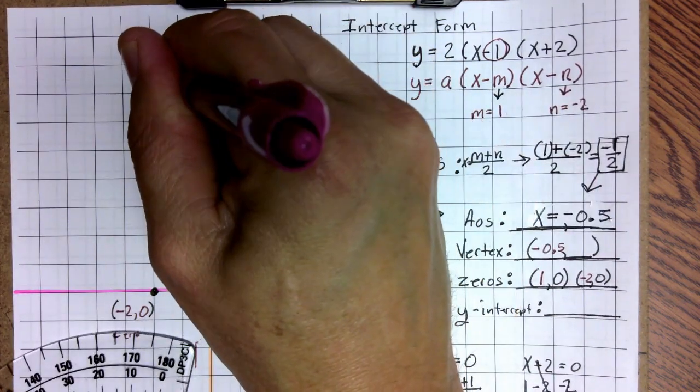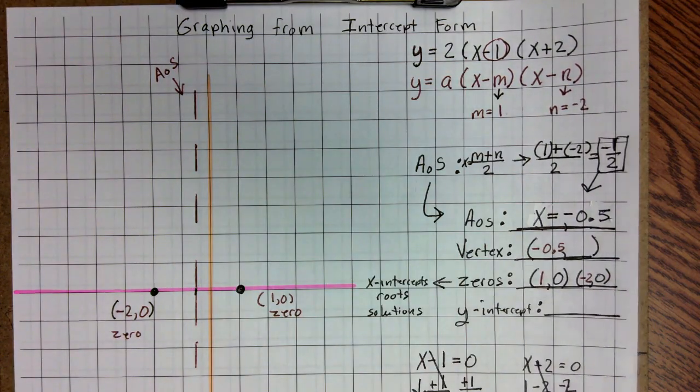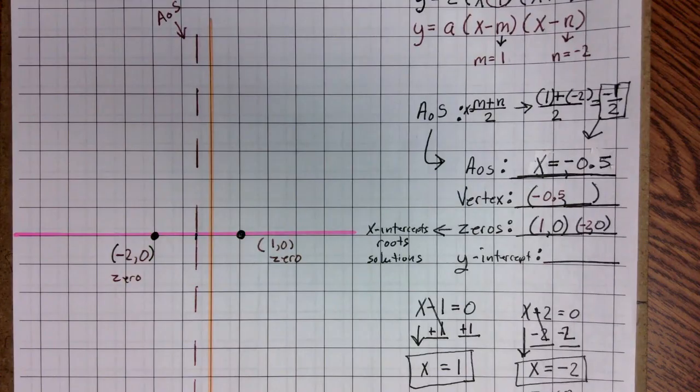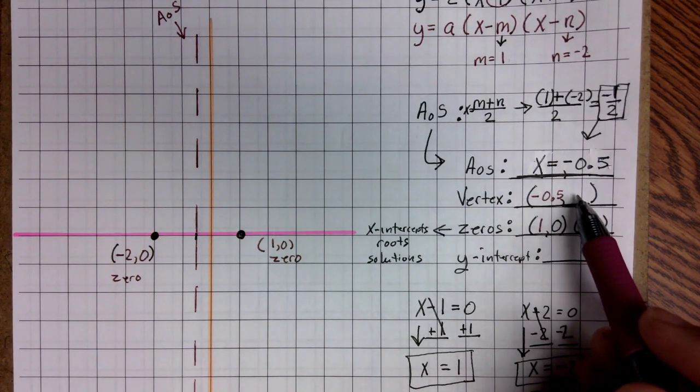Alright, and I'm just going to label it real quick. That's my AOS. The next thing I want to do is find the y value. Now the y value, we have some math that we have to do to figure it out.